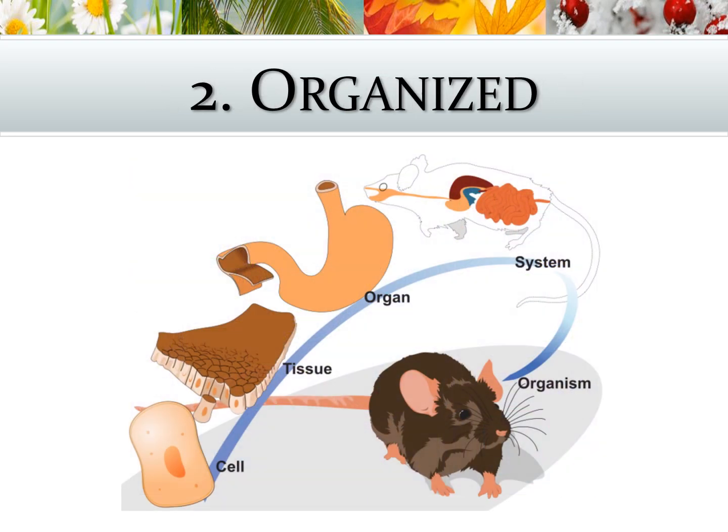The second characteristic of life is that organisms are organized. Recall that we just learned that cells are the basic units of life. Here, we can see a cell in multicellular organisms. Cells work together to form tissues, such as the epithelium. Tissues work together to form organs, such as the stomach. Organs work together to form organ systems, such as the digestive system. Finally, all of the organ systems in the body work together to form a whole organism, such as this mouse.